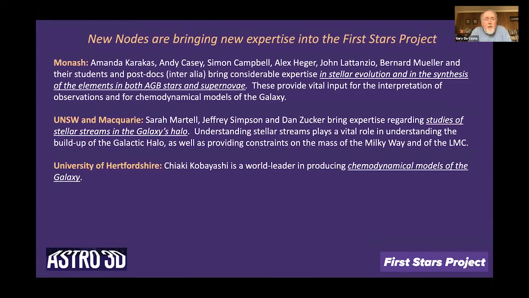For example, at Monash, we have a whole group of people whose names I've listed there, and I'm sorry if I've missed anybody who feels as if their name should be there, but they bring a whole lot of expertise in stellar evolution, and in particular the nuclear synthesis of elements from both AGB stars and supernovae. And this is the sort of vital material that we need for interpreting observations of the first stars and the chemical elements, and particular chemical dynamical models of the Milky Way.